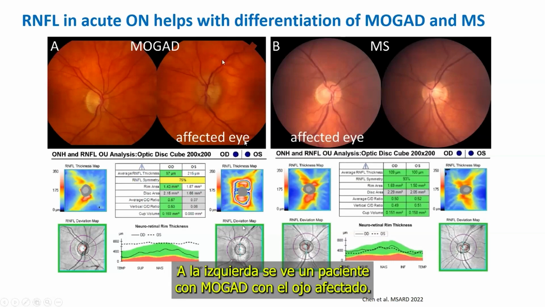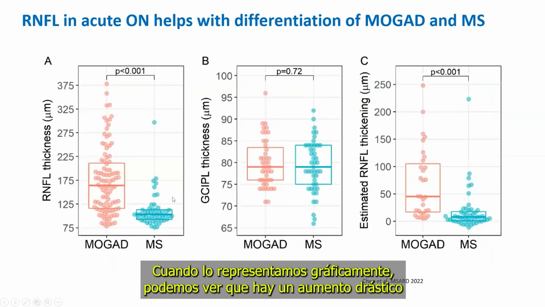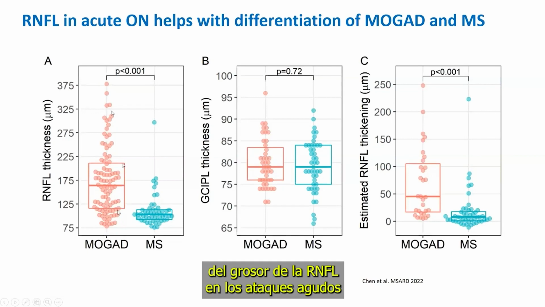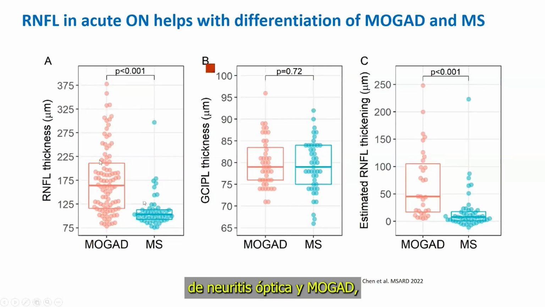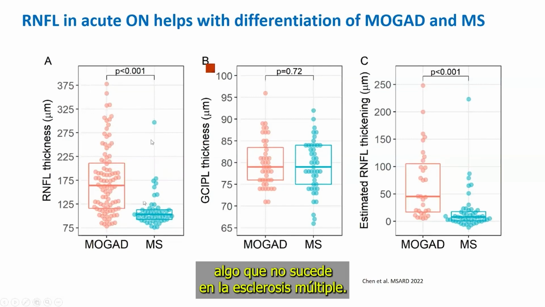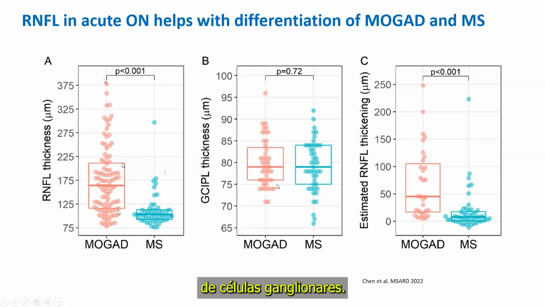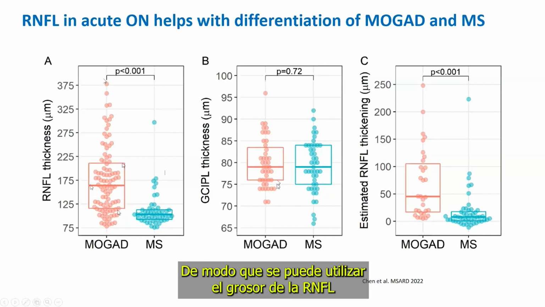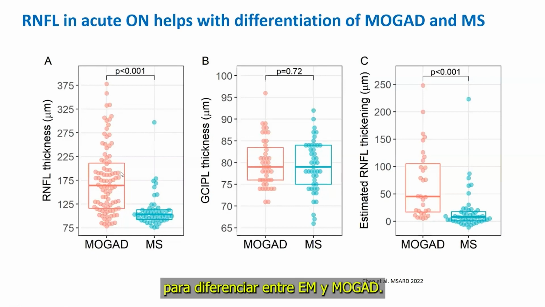On the left side, you see a MOGAD patient with the affected eye. And when you plot this, you can see that there is a massive increase in RNFL thickness in acute attacks of optic neuritis in MOGAD. That does not hold true in multiple sclerosis. And this is not the case in the ganglion cell layer thickness. So you can use the RNFL thickness to discriminate between MS and MOGAD.